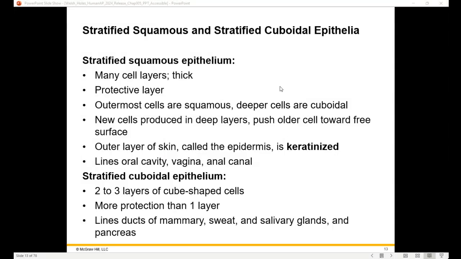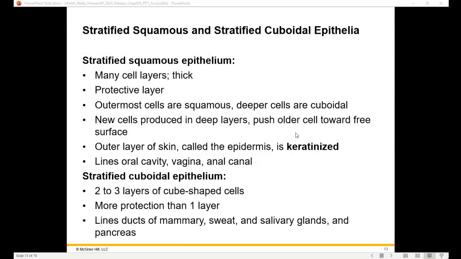Stratified squamous epithelium. So you have many cell layers. This tends to be thick. Again, they're flattened. It's a protective layer. It's the outermost cells tending to be squamous, and the deeper cells will actually be a little cuboidal, so not all of it looks flattened. New cells are produced in the deeper layers, and they push older cells towards the free surface.